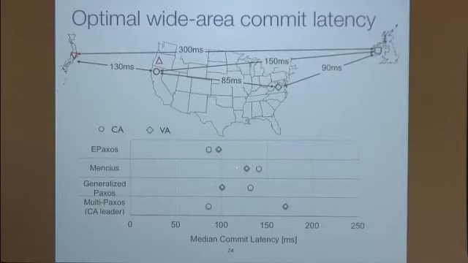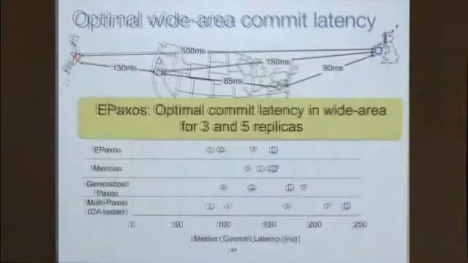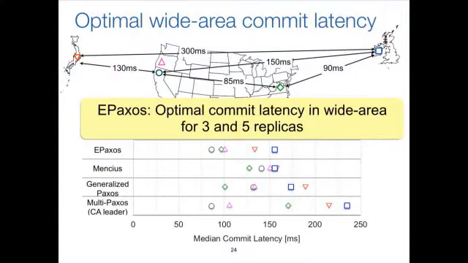Mencius has higher latency because, remember, before committing a command, we have to wait for some information from every other replica in the system, including the ones that are furthest away. And generalized Paxos has higher latency than EPaxos because its fast path quorums are more numerous, are larger. And in fact, at every location, EPaxos has the smallest latency of all the protocols because it has optimal commit latency in the wide area for 3 and 5 replicas.